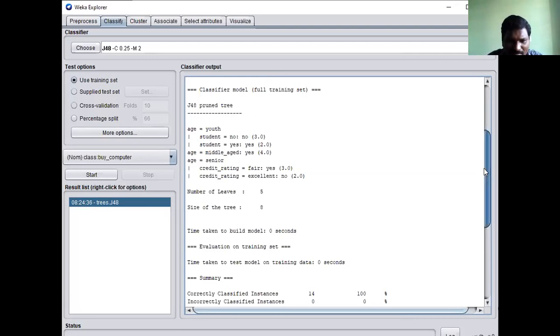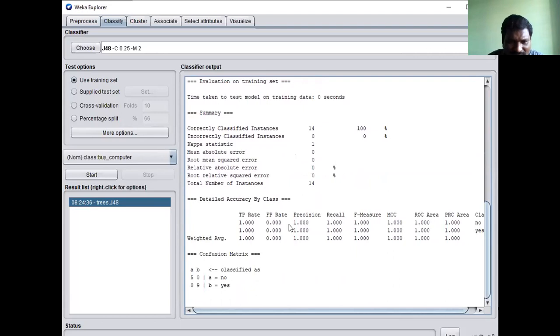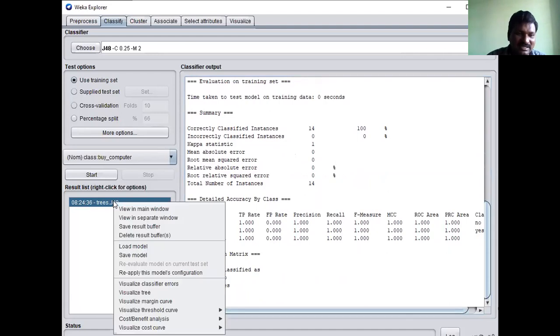The size here, and then in this way, the values, the detailed accuracy by classes. Accuracy also, you are identifying the accuracy. Here, how can you see the construction of the tree? Right click here, visualize the tree.